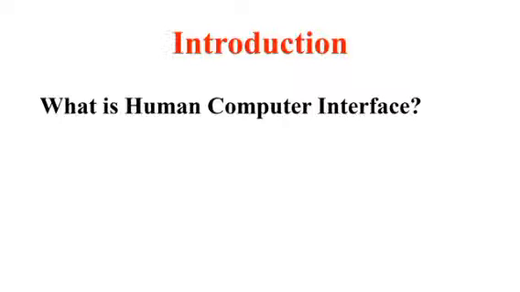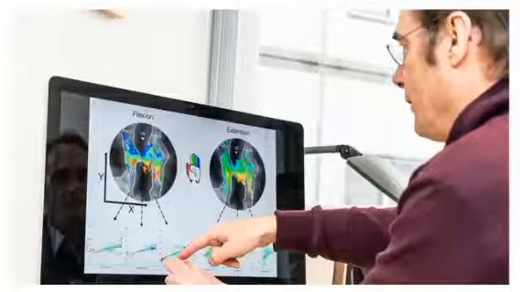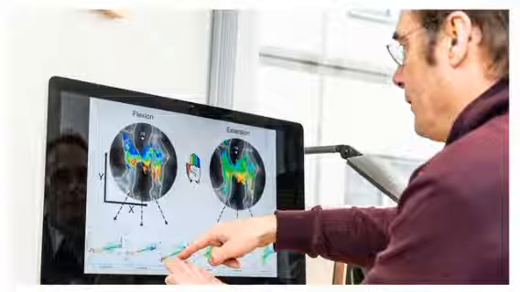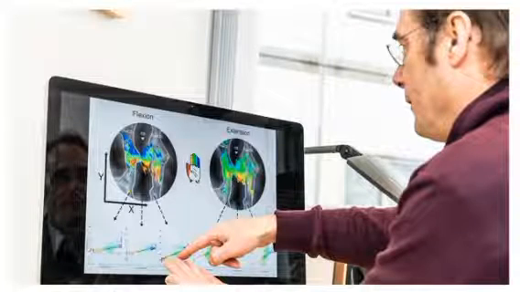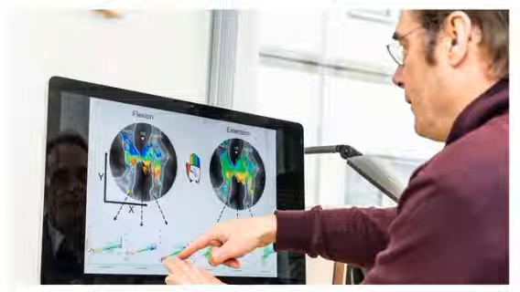Starting with the introduction, what is the human computer interface? See this diagram. This is human and computer. So the computer provides efficiency, accuracy, recall and satisfaction to the human. So let us see in detail what is HCI.